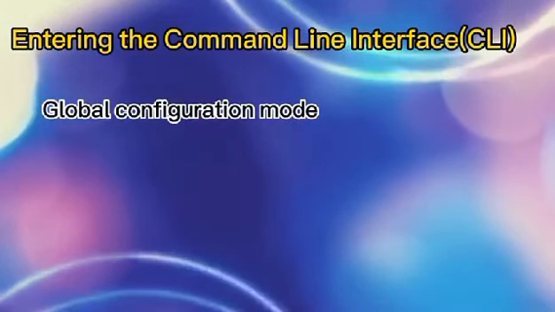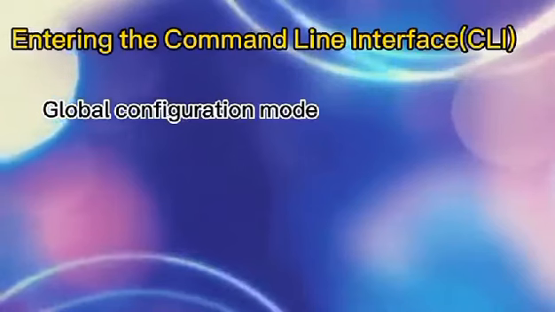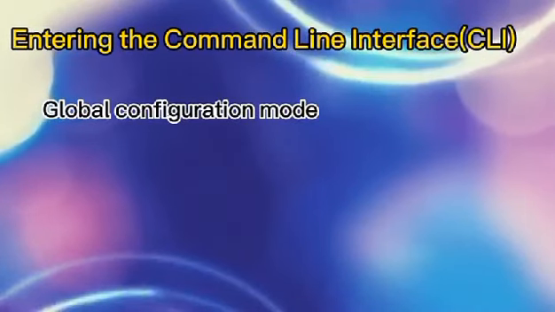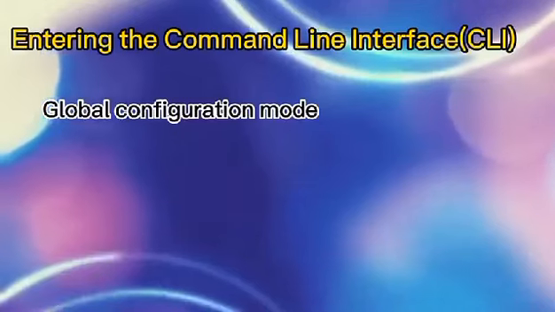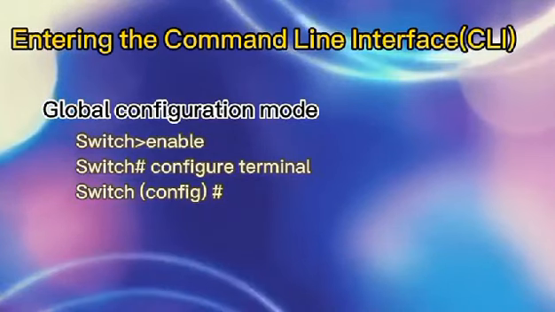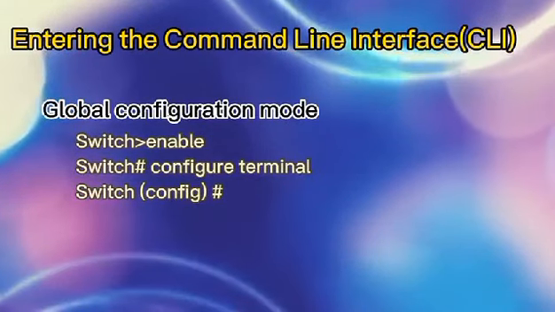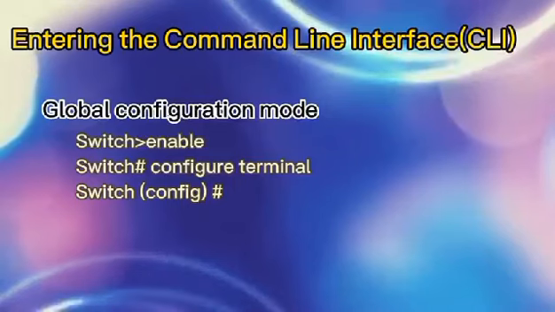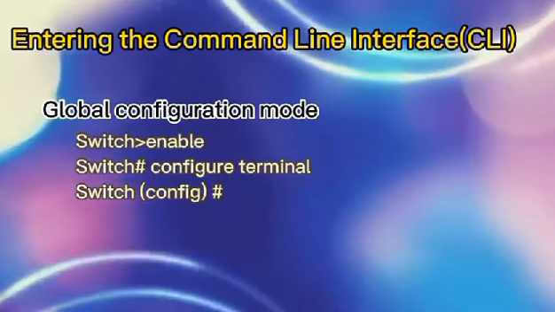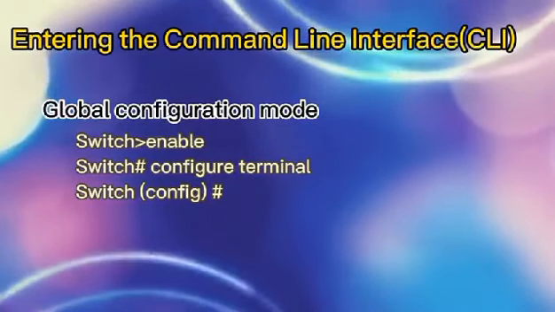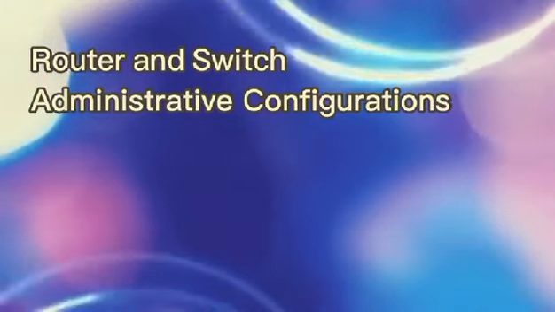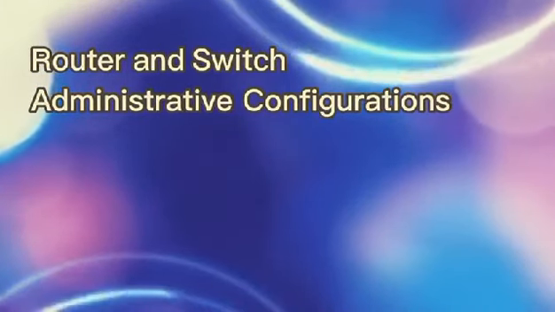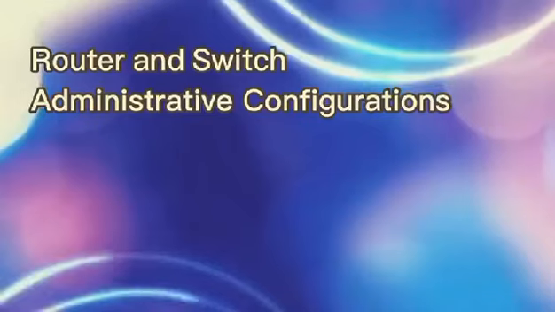Next mode is global configuration mode. Now, if you type the configure terminal command, or config t, it shows like this. At this point, you make changes that affect the router as a whole, or globally, which is why it's called global configuration mode.